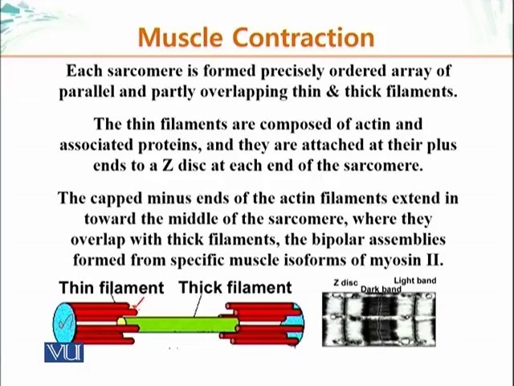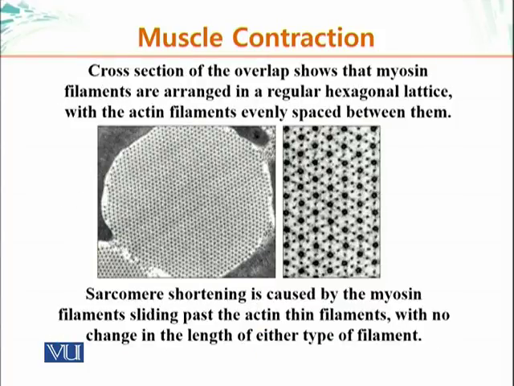Now, let me show you a cross-section. So the cross-section will be taken here, so you can see the arrangement of these different filaments. Here is myosin and actin filaments in an insect muscle cell. So this is a cross-section. You can see that these are the thick filaments, the myosin, and the thin dots are the actin filaments. And they're regularly arranged in a hexagonal lattice with actin filaments evenly spaced between them.